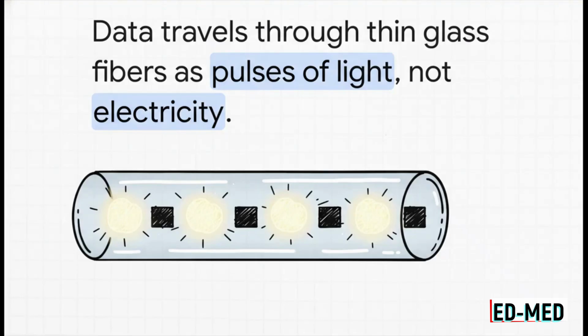This right here is the key to the whole thing. For long-distance travel, that binary code of zeros and ones gets converted into pulses of light. A quick flash of light represents a 1, and a moment of darkness represents a 0. And this all happens inside these incredibly thin strands of pure glass called fiber optic cables.